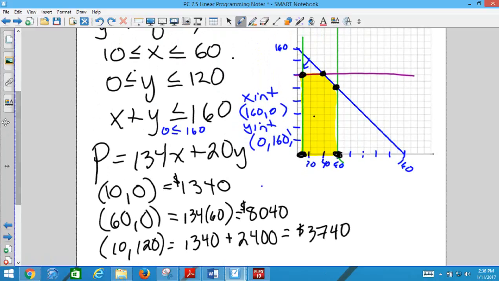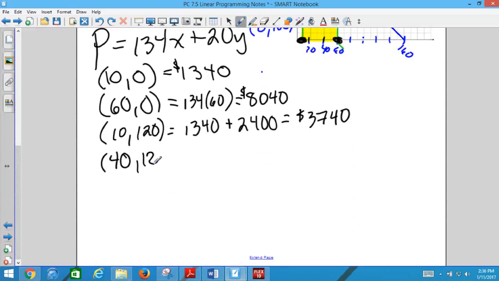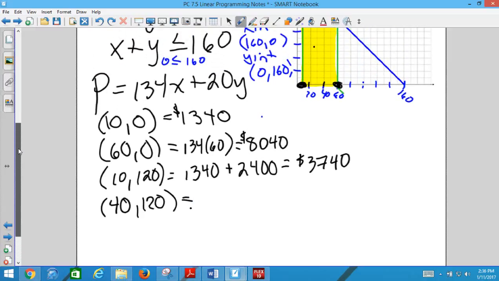So I've color-coded mine. If we look at the purple equation and the blue equation, I'll just say that this is vertex number 4. Look at the purple and the blue. The purple is definitely what number? That's y equals 120. So y is 120 at this ordered pair. I just have to plug it into the blue one. So x is 40, right? So 40, 120. And we'll put in the profit thing in just a second.